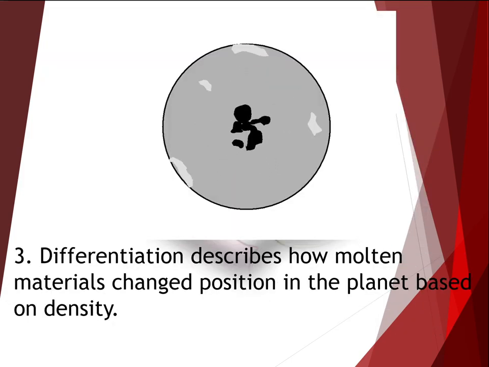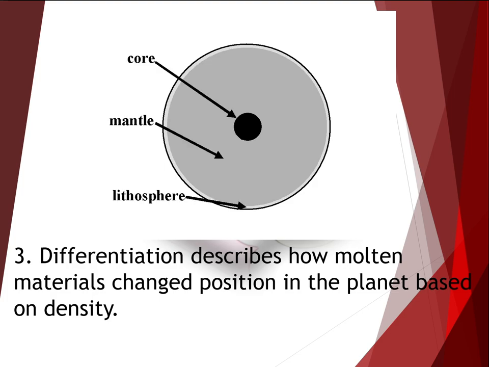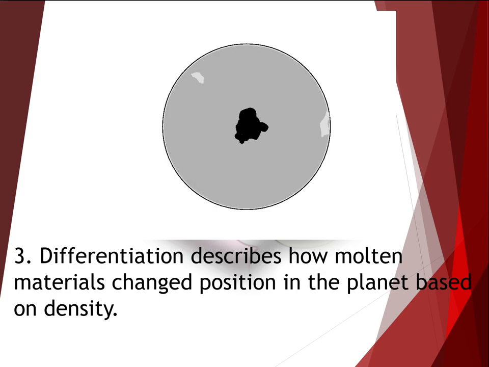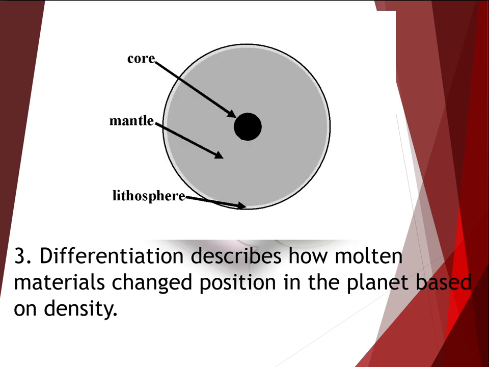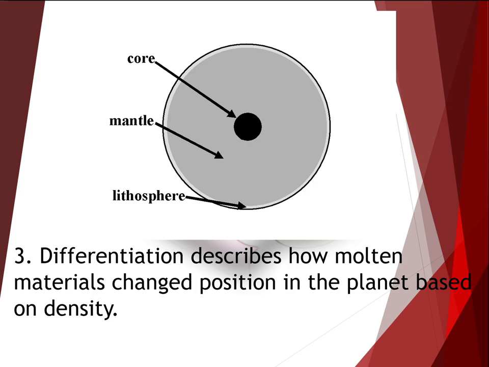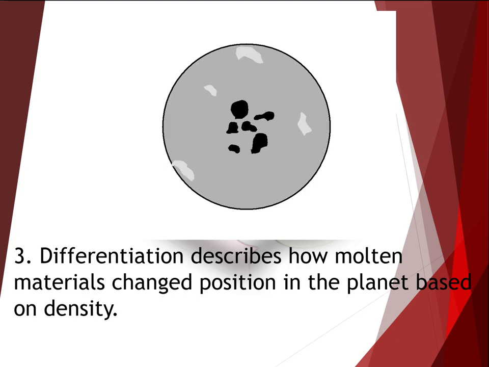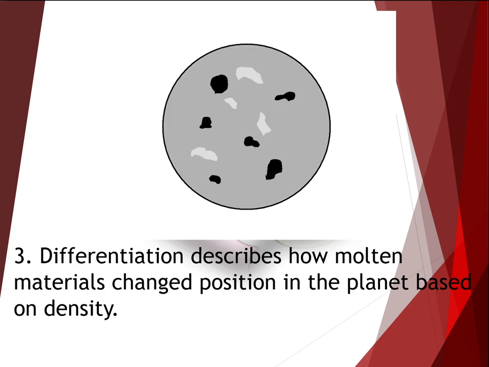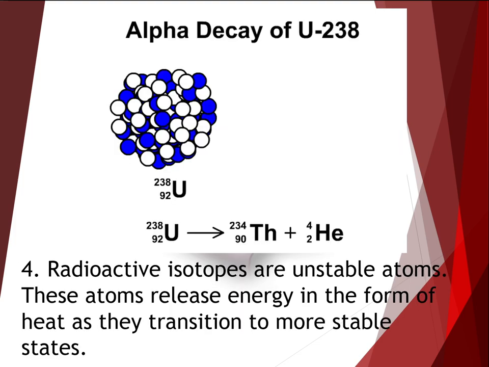Number three, differentiation describes how molten materials changed position in the planet based on their density. Molten metals like nickel and iron sank toward Earth's center, while less dense materials like molten silicon rose to the planet's surface. This separating process released heat from the planet's interior.